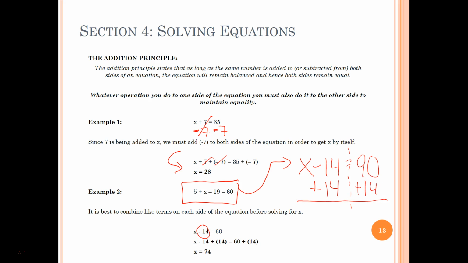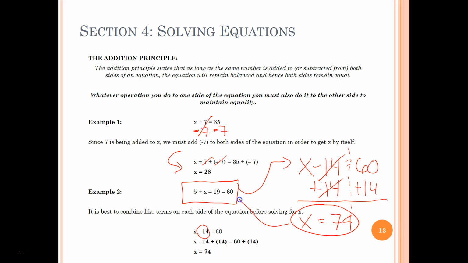So here, if we undo what's being done to the variable, we can solve for it, leaving us with x equals, oh, excuse me, my apologies. This is not a 60. Let me make sure that I've got the right value expressed here. And let me make sure that my eraser function works properly, and it does. Okay, good. So 60 plus 14 gives us 74. And if we test it, 5 plus 74 is 79, minus 19 equals 60.